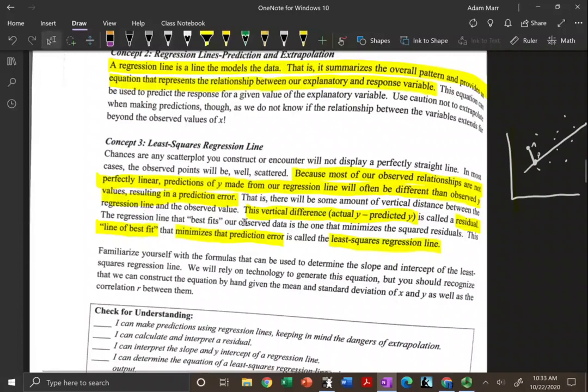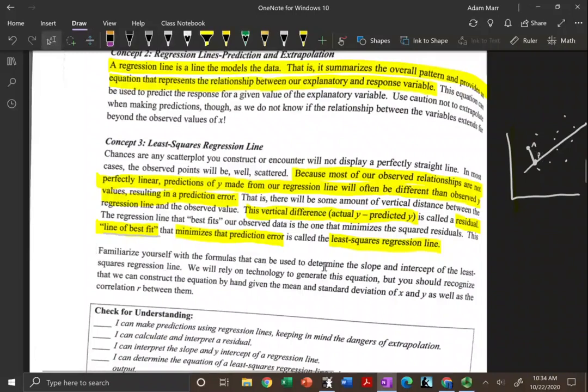All right, the regression line that best fits our observed data is one that minimizes the squared residual. Remember, I told you the reason that we square the residual is so they're all positive. And the best regression line is one that has the smallest squared residuals. This is essentially what a least square regression line is, but you used to know this back in the day as a line of best fit. So our line of best fit is now called a least square regression line. It minimizes the prediction error. All right, that prediction error is like the residual.